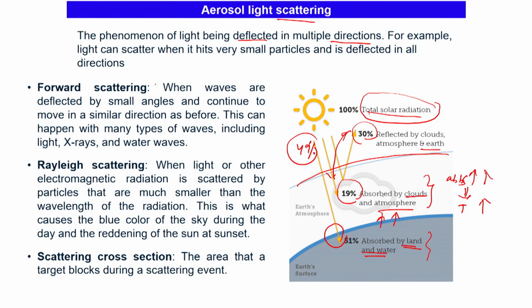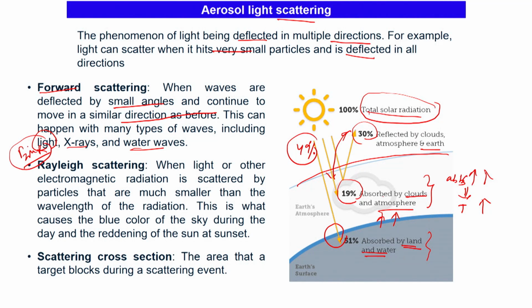For example, light can scatter when hit by very small particles and is deflected in all directions. There will be two examples. One is forward scattering, when waves are deflected by small angles and continue to move in a similar direction as before. They are deflected, but the deflection is very small and they keep moving in the same direction. This kind of scattering is called forward scattering, and it can happen with many types of waves including light, X-rays and water waves. But of course, we are discussing electromagnetic radiation here.